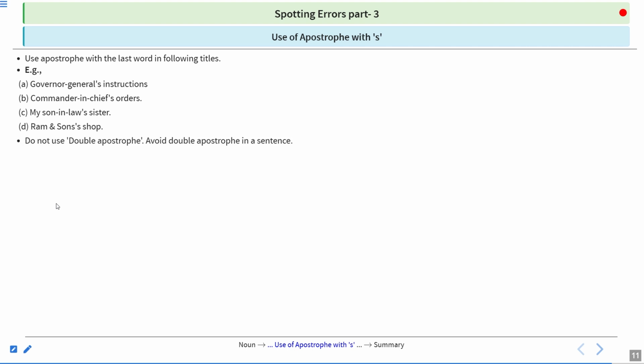Do not use double apostrophe, avoid double apostrophe in a sentence. My wife's secretary's mother has expired, which is incorrect. So the correct form is the mother of my wife's secretary has expired.